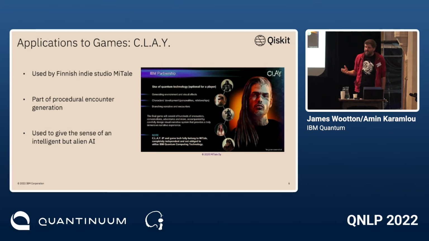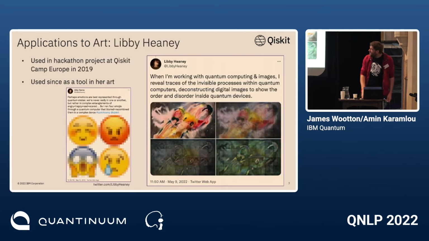game studio in Finland is using it for procedural encounter generation, basically as part of a very simple AI in a game that they are making. And this AI is the mind of the rogue AI that is the antagonist in the game. The quantum interference patterns give you something which is obviously a pattern. It gives some sense of an intelligence behind this rogue AI, but it's also a bit weird as it's quantum.